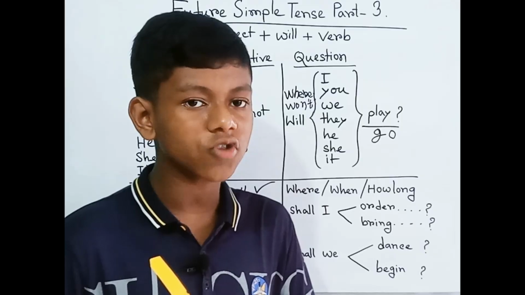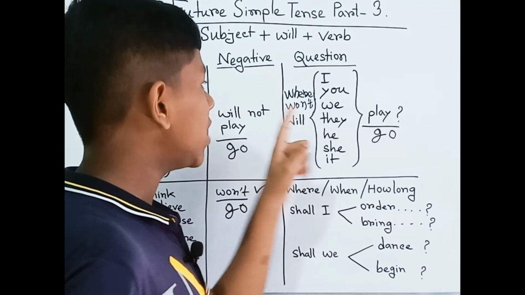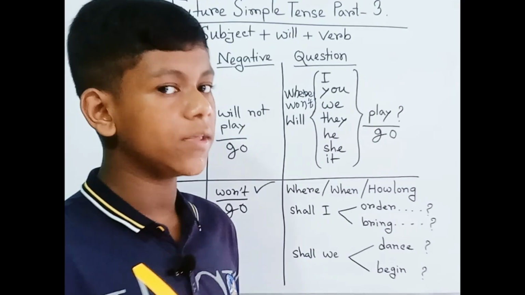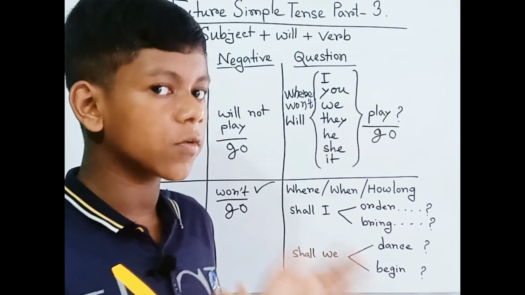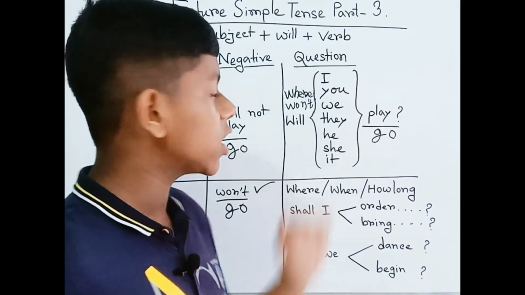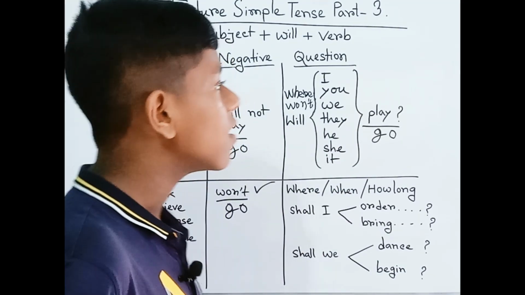Besides, we can also transform it into the question. Simple question: Will I go? Will you go? Will we go? And if we try to make it into the negative form of question, we can: Won't I go? Won't you go? Won't he go? Won't she go? Etc.